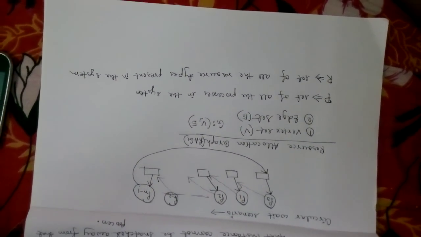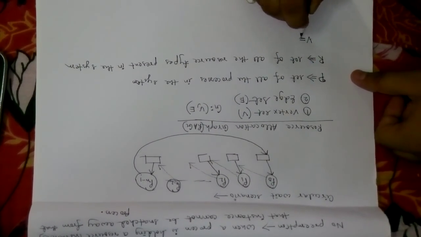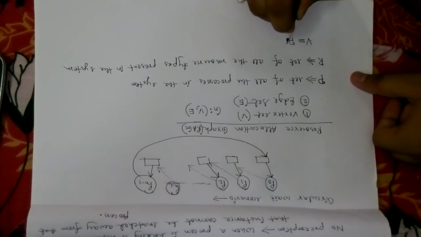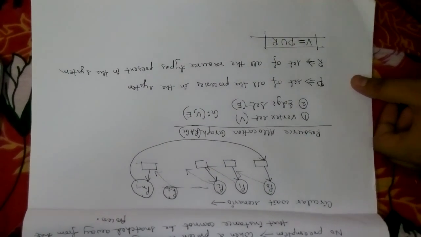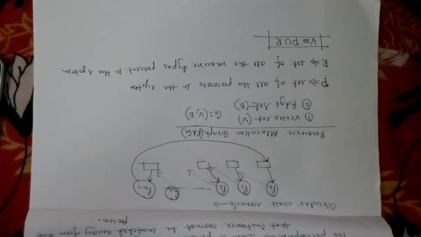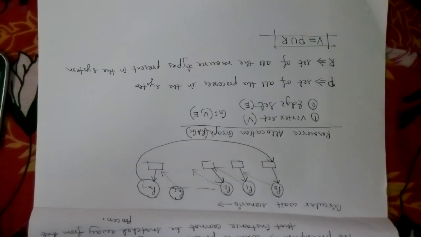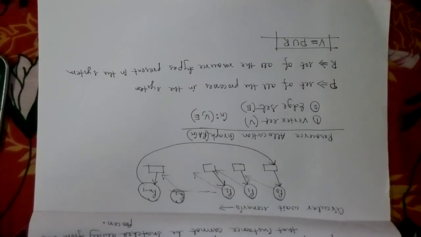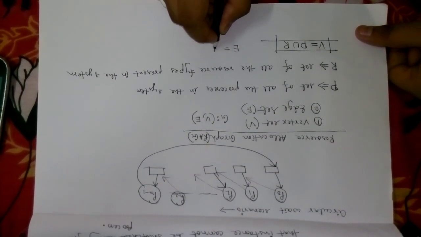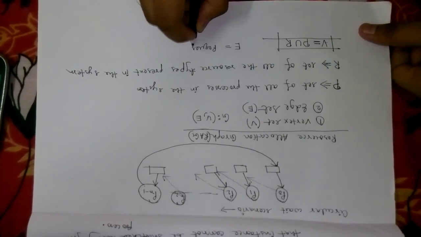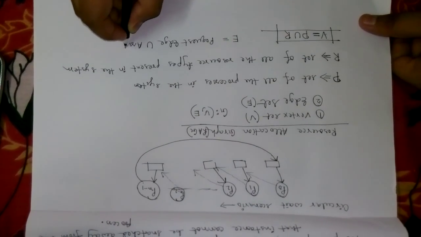Now we're going to define what this vertex set V is. The vertex set is basically the set of all processes union the set of all resource types. This is the representation of the vertex set. It's P union R. So the processes and the resource types will basically make the vertex set of the particular graph. And what is the edge set? It will be the request edge union the assignment edge.